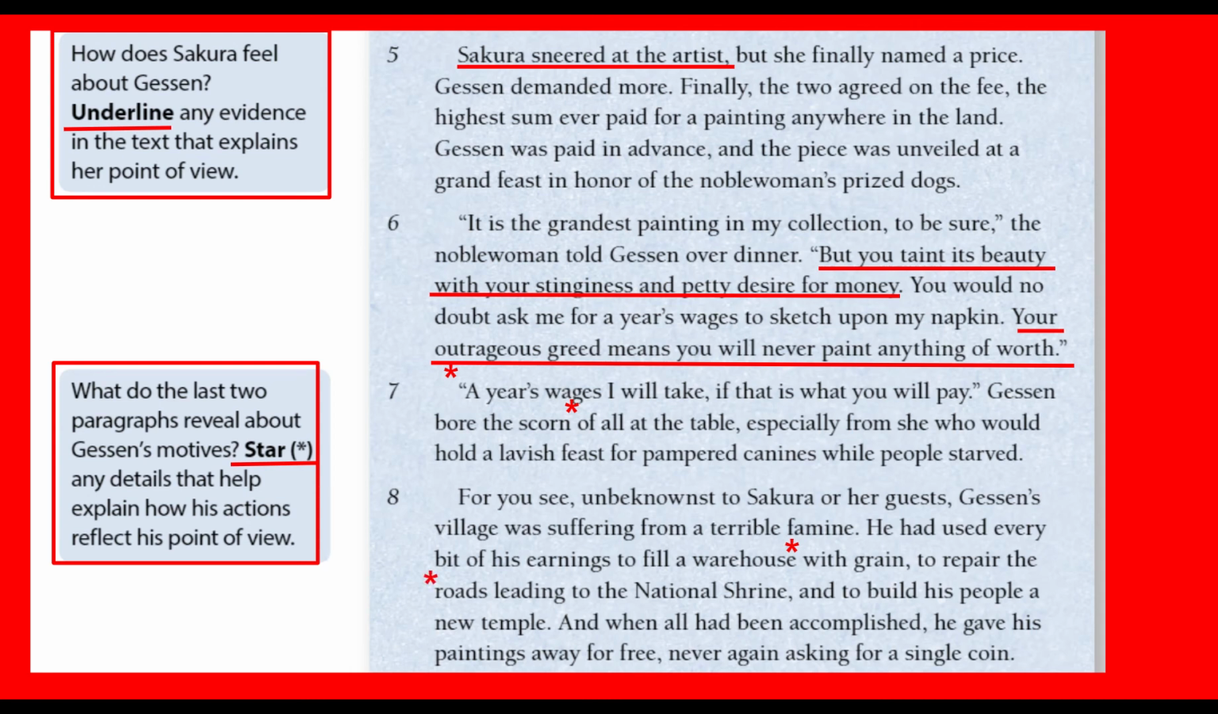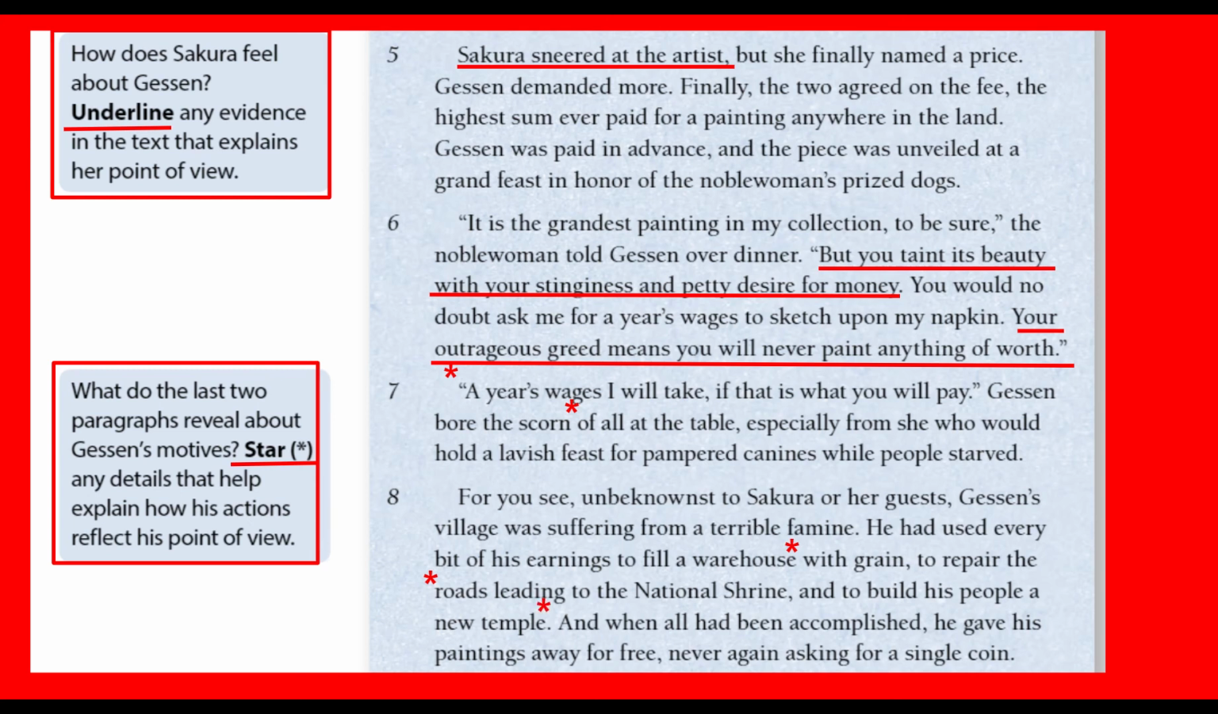So he is also repairing the roads to the national shrine. So this is something he is also doing. Not only is he filling the warehouses with grain, he's repairing their roads. So this village is in pretty rough shape right now. And Jeshen is doing everything he can with the money he is earning to help them out. So he is doing some good, right?